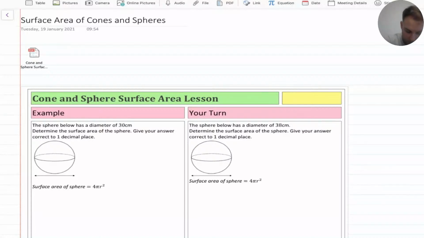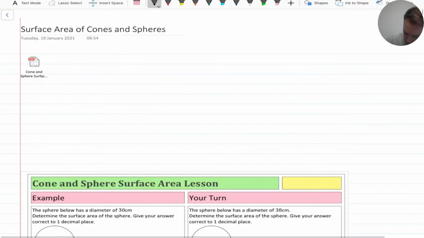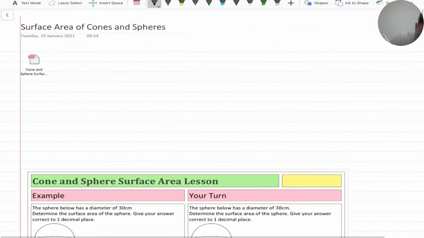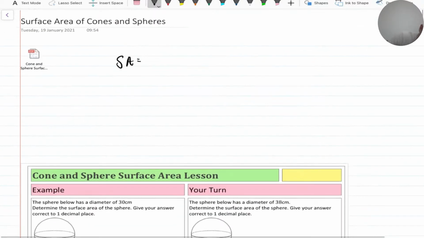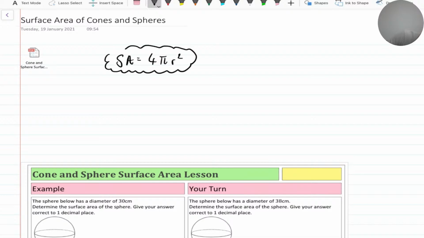Okay, so today's lesson is on surface area of cones and spheres. We already know one of our formulas, the formula for the surface area of a sphere, which we have looked at before. We'll write it down again now. The surface area for a sphere is equal to 4 pi r squared. So let's get that down first of all. We have already looked at that.